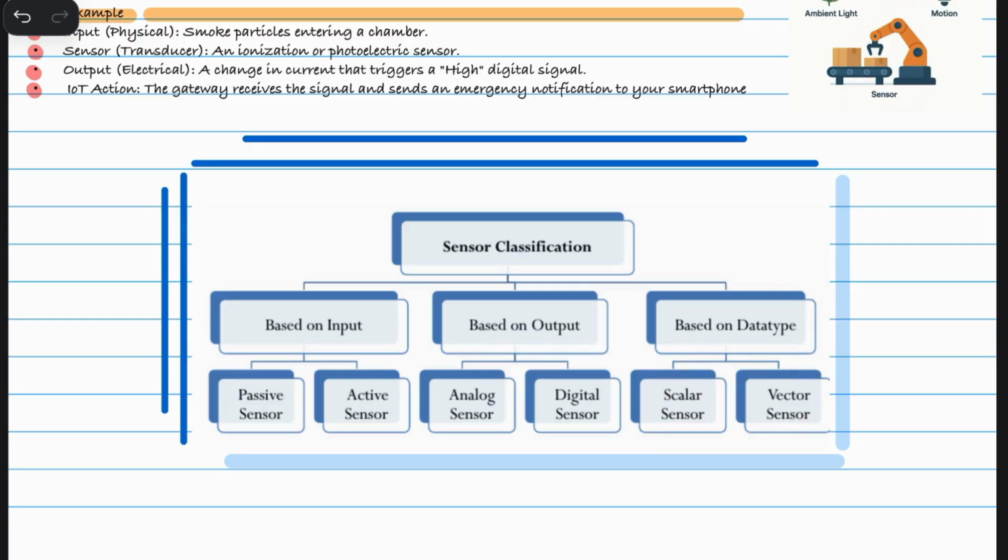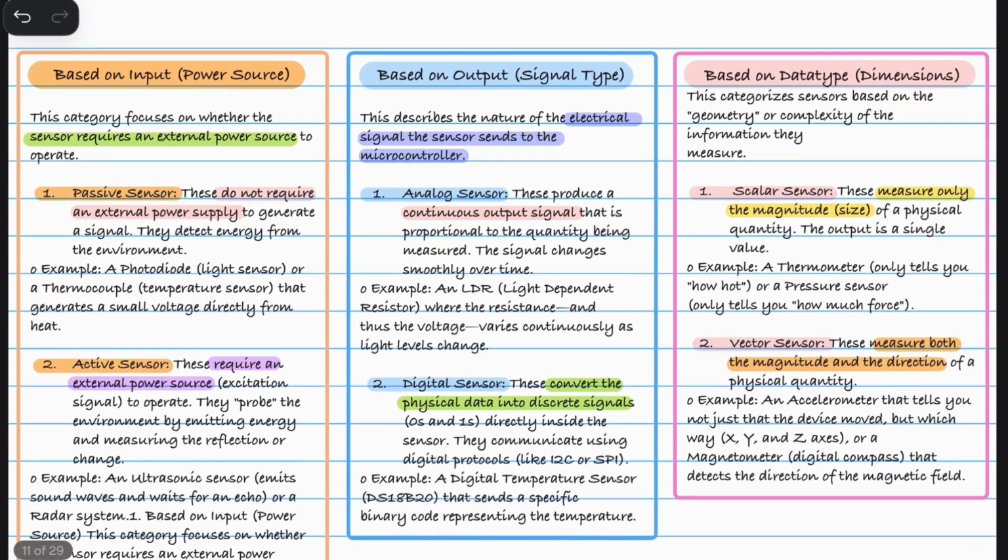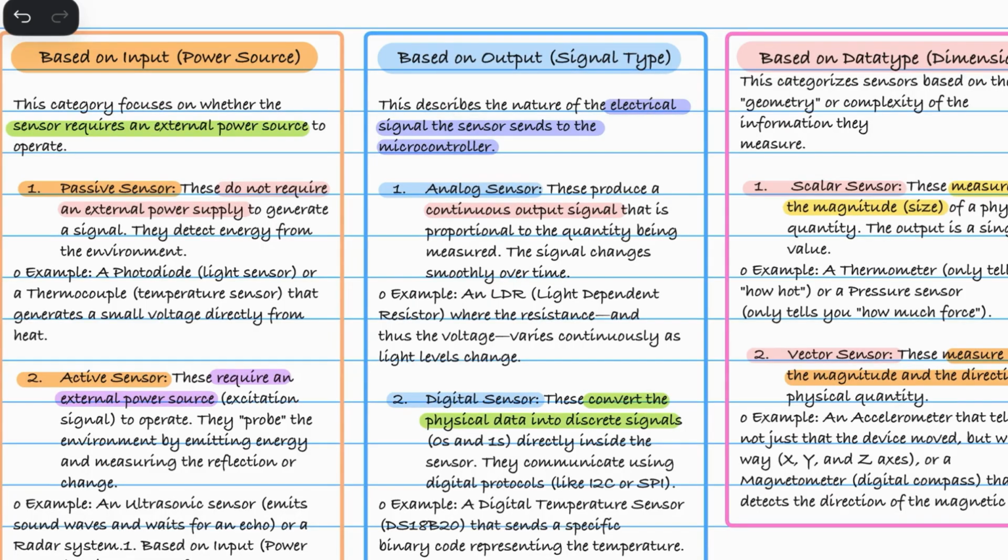Is it a scalar sensor? Does it give you a single number, a magnitude, right? Or is it a vector sensor, which means it gives you both magnitude as well as direction. So let's discuss them in detail. So based on input, these are the types of sensors that depend upon an external power source to operate, right?